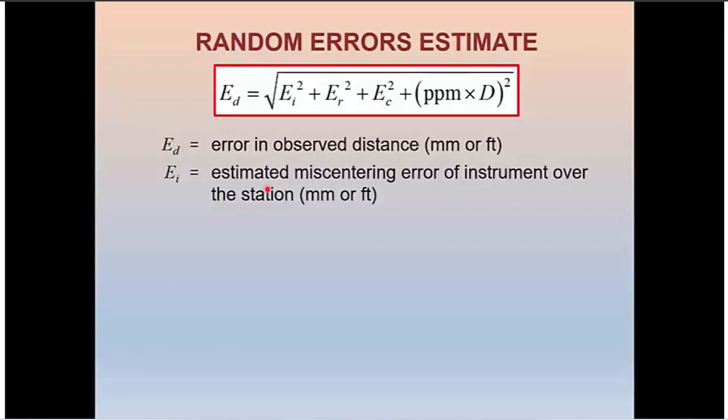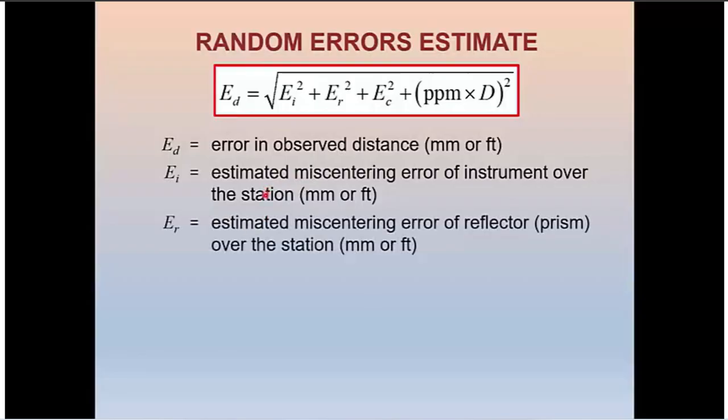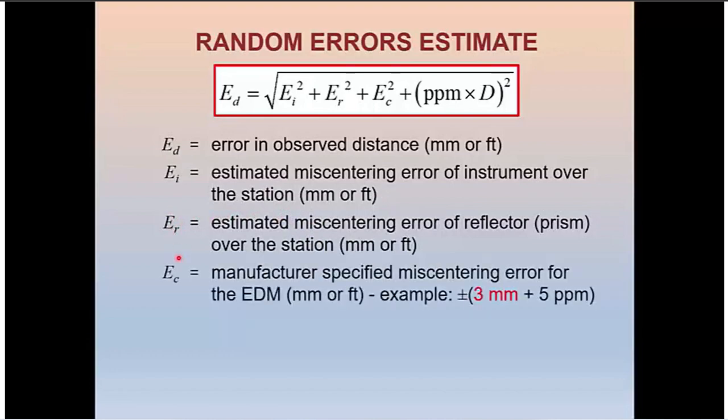E sub I is the estimated miscentering error of the instrument over the station, so that's the skill of the instrument operator. E sub R is the estimated miscentering error of the reflector over the forward station. Again, that would be the skill of the prism pole handler. And E sub C is the manufacturer specified miscentering error for the EDM.